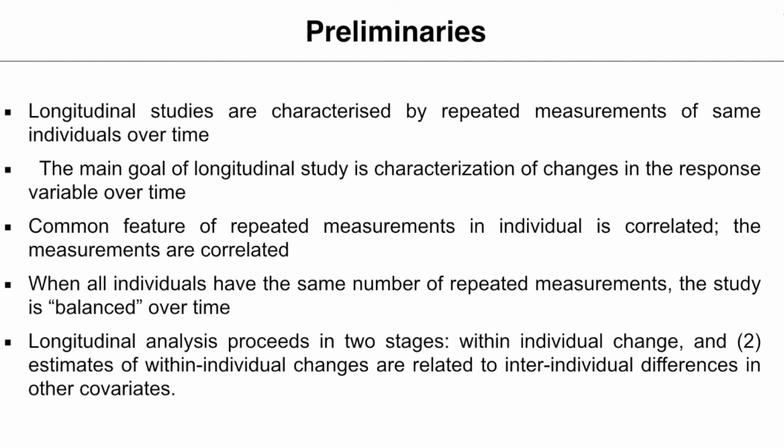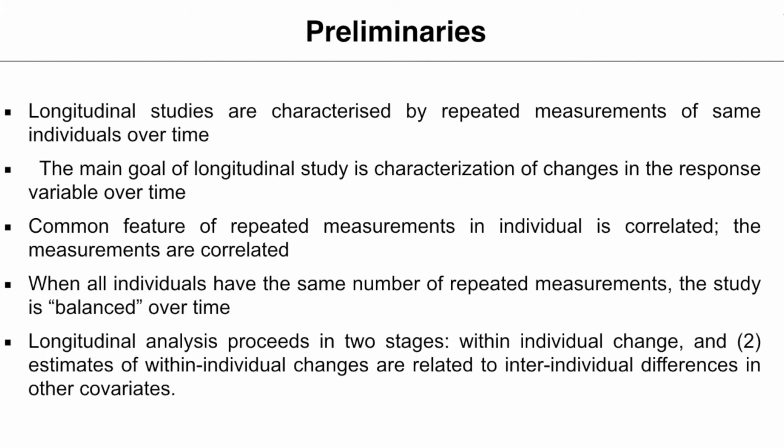There are a couple of things that we would like to emphasize here. When all individuals have the same number of repeated measurements, then the study is said to be balanced. For example, if we study cancer rates in 16 countries between the years 1996 and 2007, and for all of these countries, however many we take, we have measurement values available for every year, then that longitudinal study is said to be balanced over time.